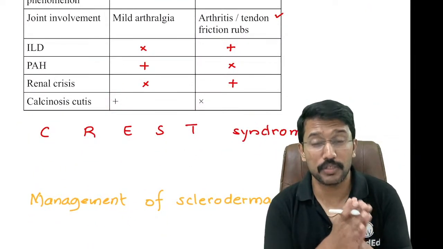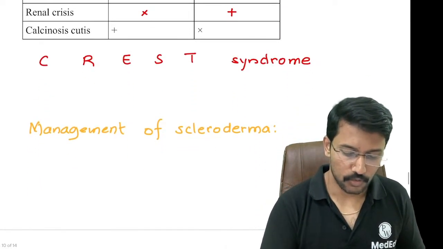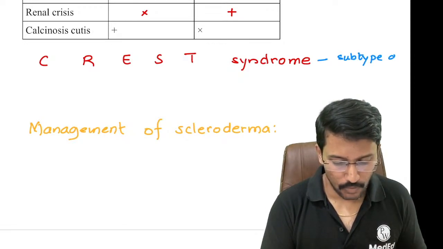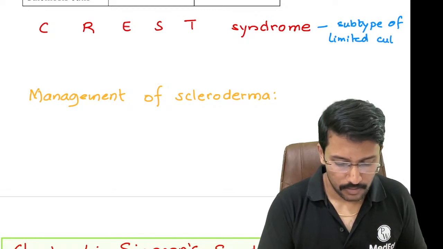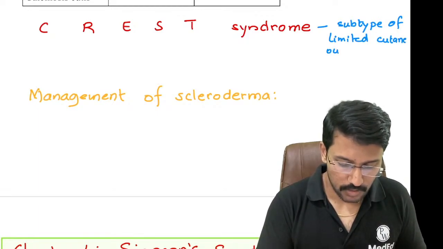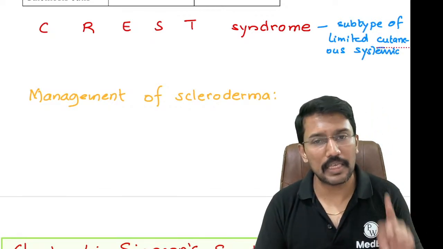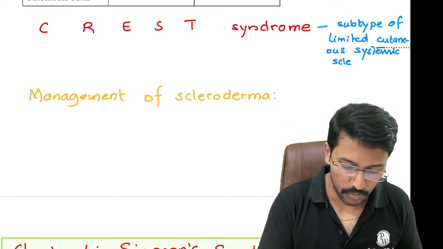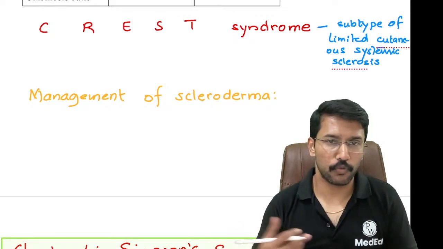And because calcinosis cutis is more common in limited cutaneous, there is a syndrome called CREST syndrome, which is considered a subtype of limited cutaneous systemic sclerosis, right? What they will ask you is which of the following is, or is not, a component of the CREST syndrome. So let me write down the components of the CREST syndrome before we go to the management.